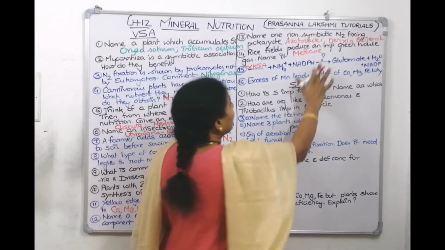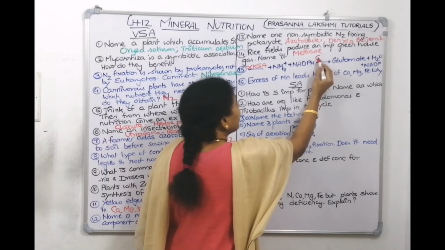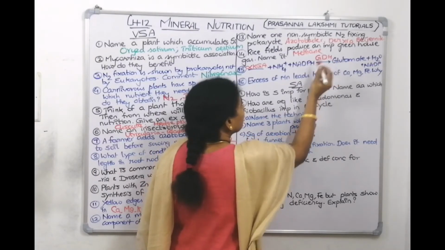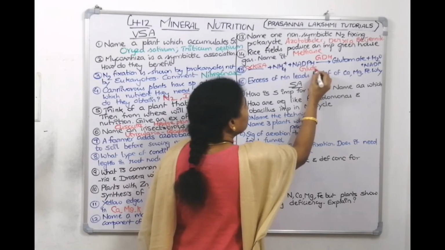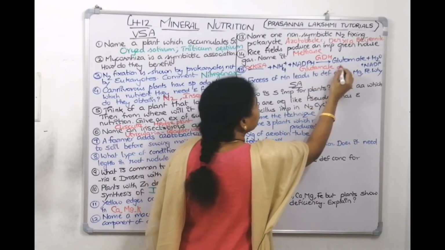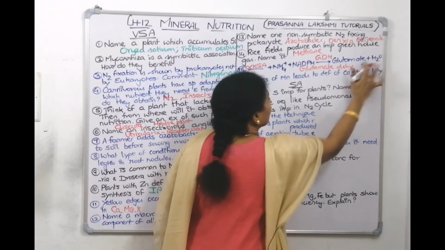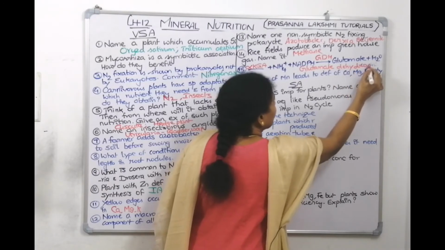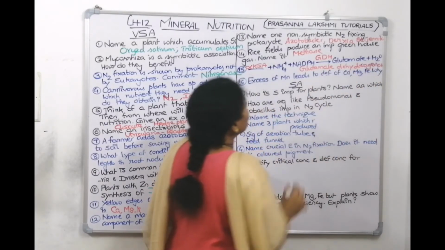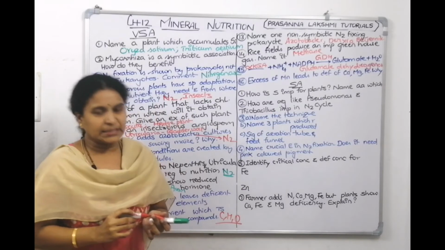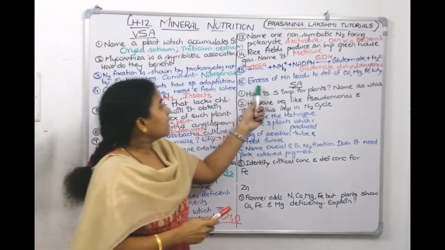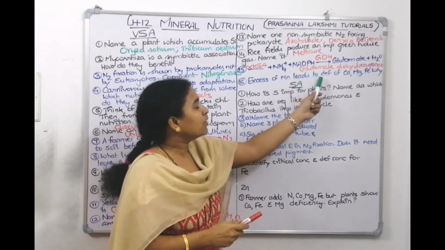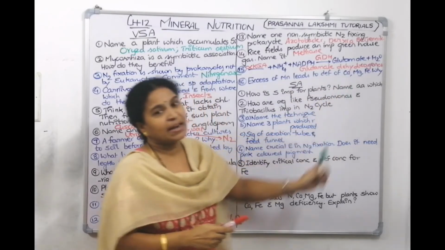The enzyme is called as GDH. It is glutamate dehydrogenase. The name of the enzyme is glutamate dehydrogenase. 16th question. Excess of manganese leads to deficiency of calcium, magnesium and iron.